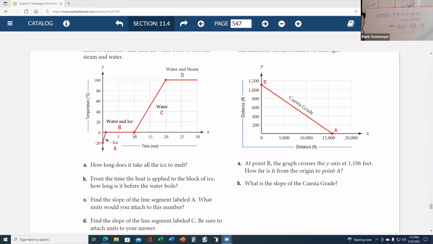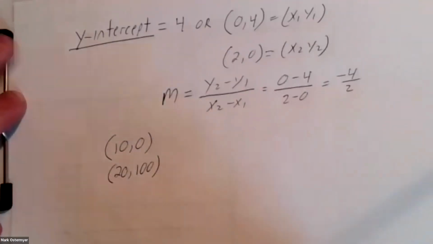This point down here is (10, 0). 10 minutes later, the water temperature is at 0 degrees Celsius. 20 minutes later, the water temperature has warmed up to 100 degrees Celsius. So we have two ordered pairs we can use to compute the slope of line segment C. We have the point (10, 0), and we have the point (20, 100). Everybody see that there? We got 2 points.